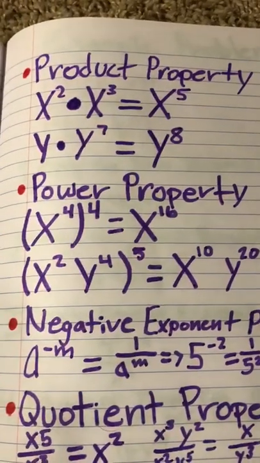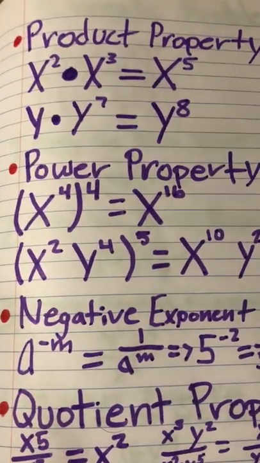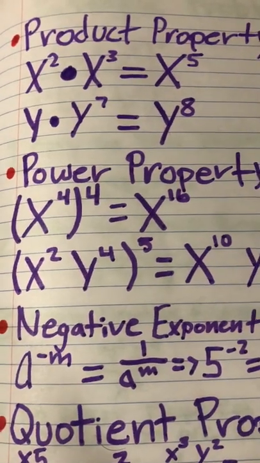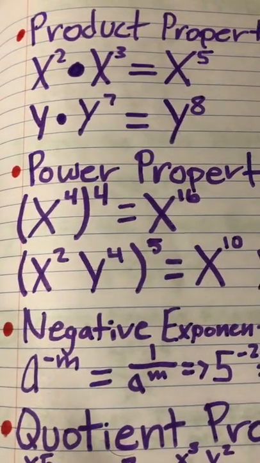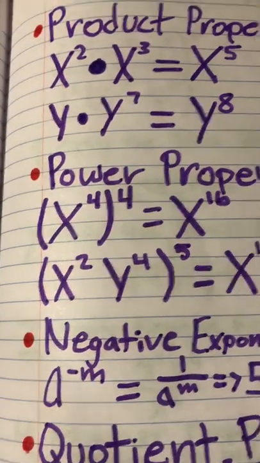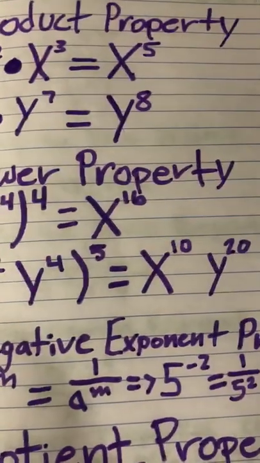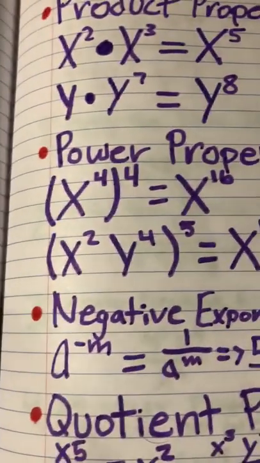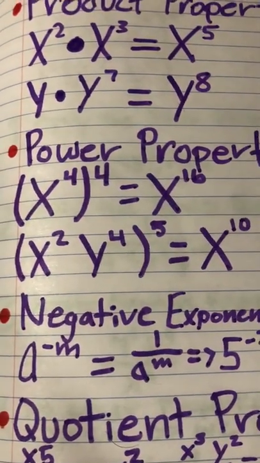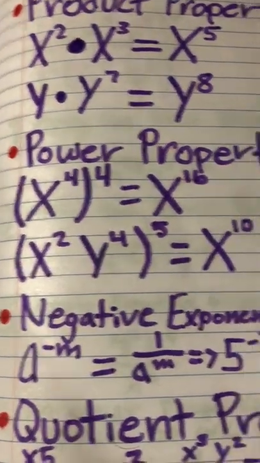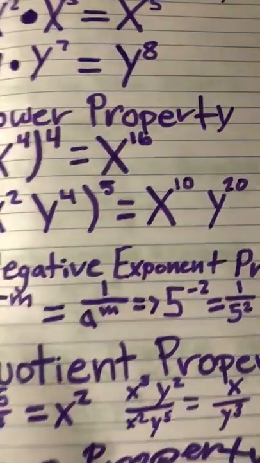The power property states that any number that is raised to a number and then is again raised outside of a parentheses simply acts as multiplication, showing that x to the 4th raised to the 4th equals x to the 16th. This also works with multiple numbers, showing the 5 being distributed not only to the 4 and the 2, making x to the 10 and y to the 20.